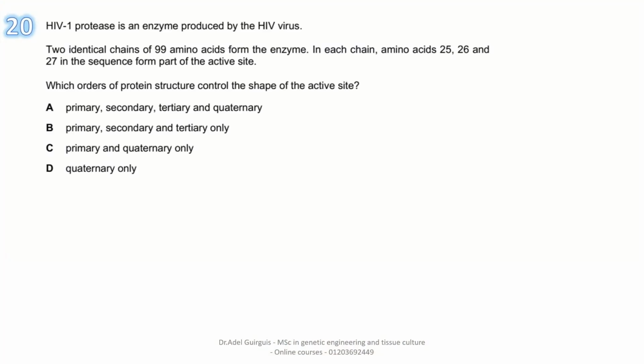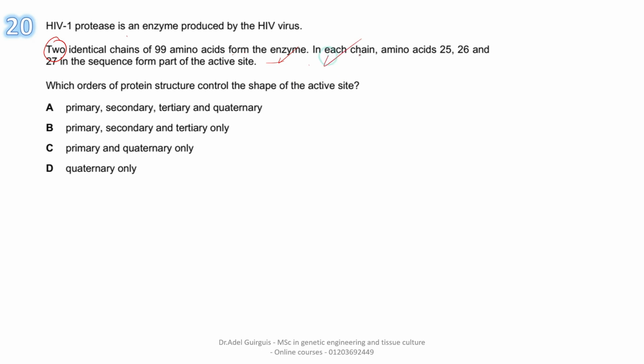Number 20. HIV-1 protease is an enzyme produced by the HIV virus. 2 identical chains of 99 amino acids form the enzyme. So this enzyme is formed from 2 polypeptide chains. It has what? Quaternary structure. It is formed from more than 1 polypeptide chain.